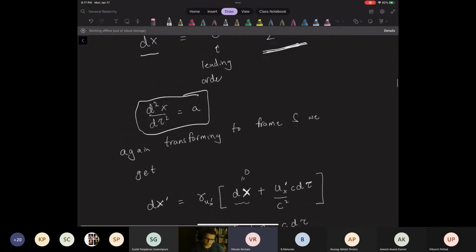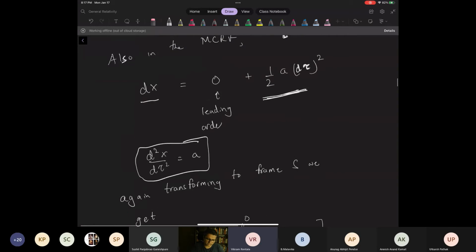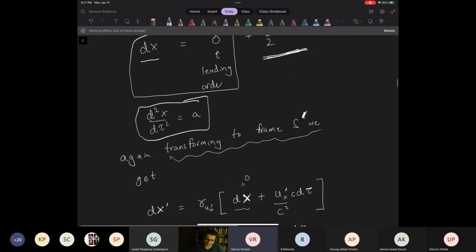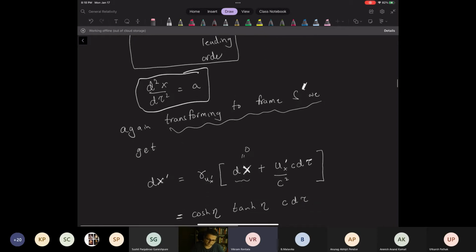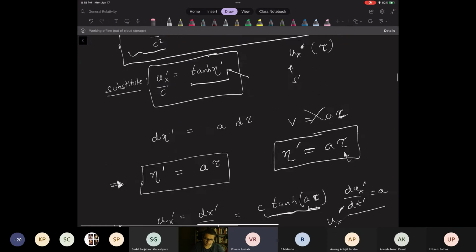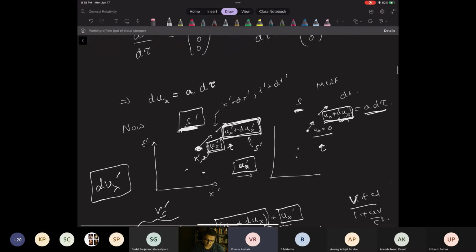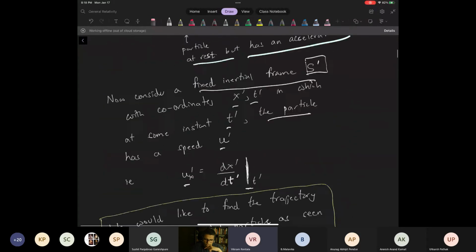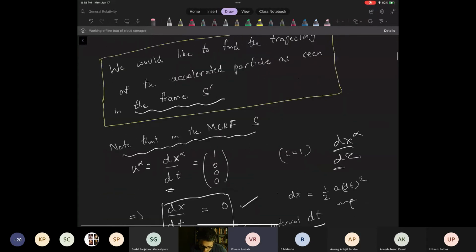So now what we can do is take just this leading order part of this expression and transform it into frame S prime, so we can get the interval dx prime. Here, we are trying to get a rule for the change in velocity of the particle. Instead of trying to get a change in velocity, we can try to get the change in coordinate.